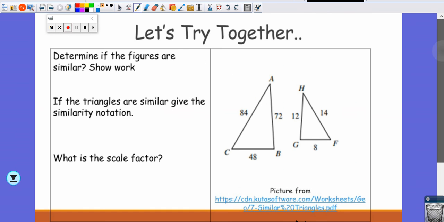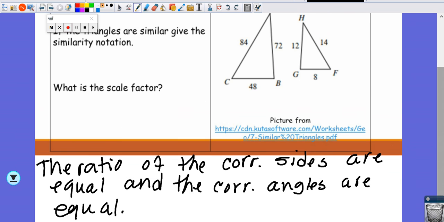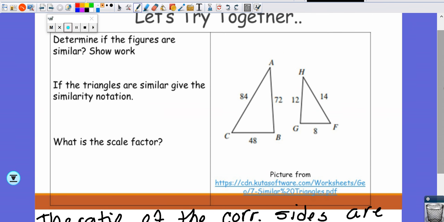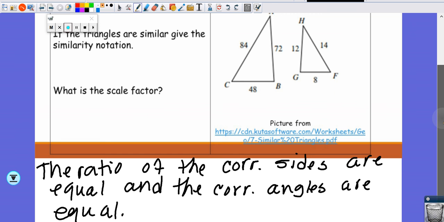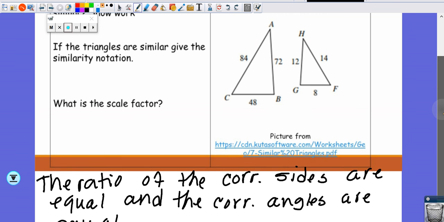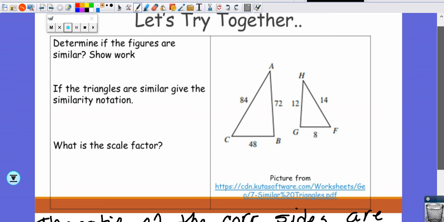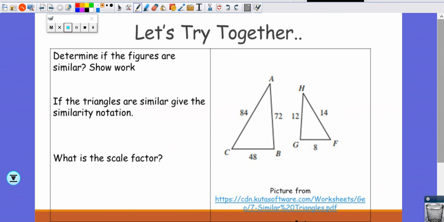But if we go up here, we don't know anything about the angles because it didn't tell us anything about the angles inside. But it did give us three sides. So we can deal with the first part of this definition. And then if the first part of the definition works, then we can assume that the second part of it will work. And that's based off of our theorems, which I think we learned yesterday.